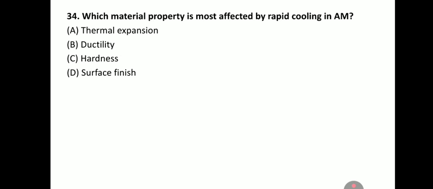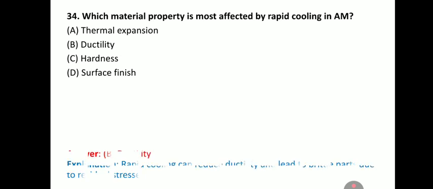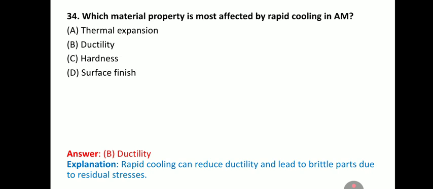Which material property is most affected by rapid cooling in additive manufacturing? The answer is ductility. Rapid cooling can reduce ductility and lead to brittle parts due to residual stresses.